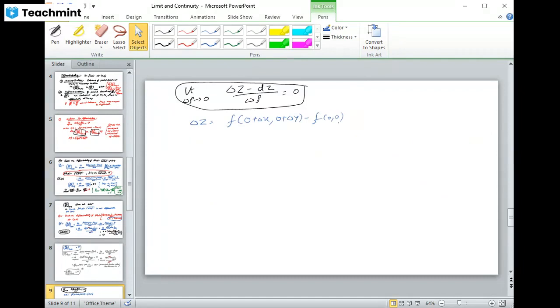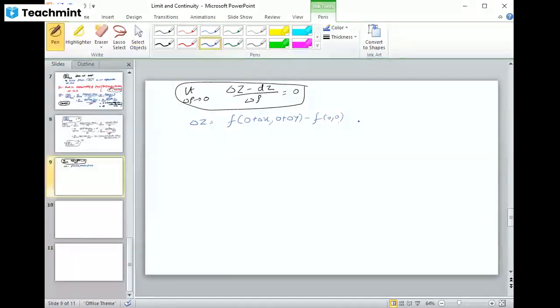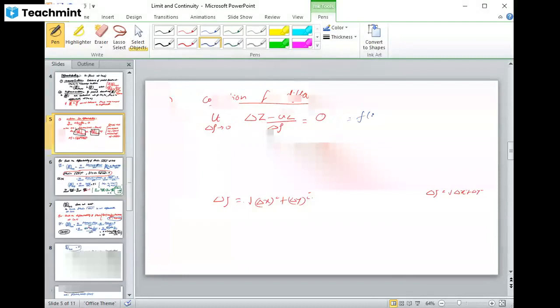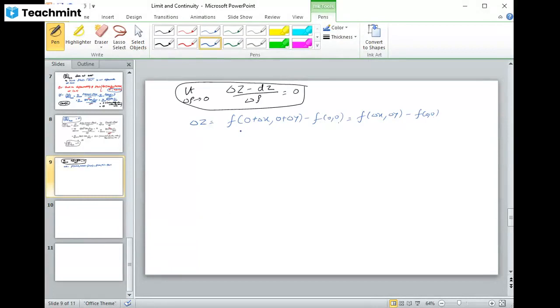Here x naught, y naught is 0, 0. So this is equal to f of delta x, delta y minus f of 0, 0. As our function is defined, this is equal to delta x square plus delta y square into cos of 1 upon square root of delta x square plus delta y square, and f of 0, 0 is 0. So its value is delta x square plus delta y square into cos of 1 upon square root of delta x square plus delta y square.